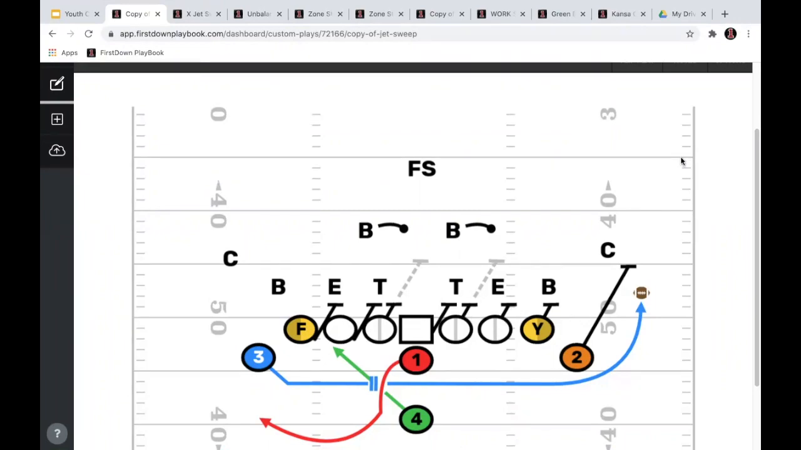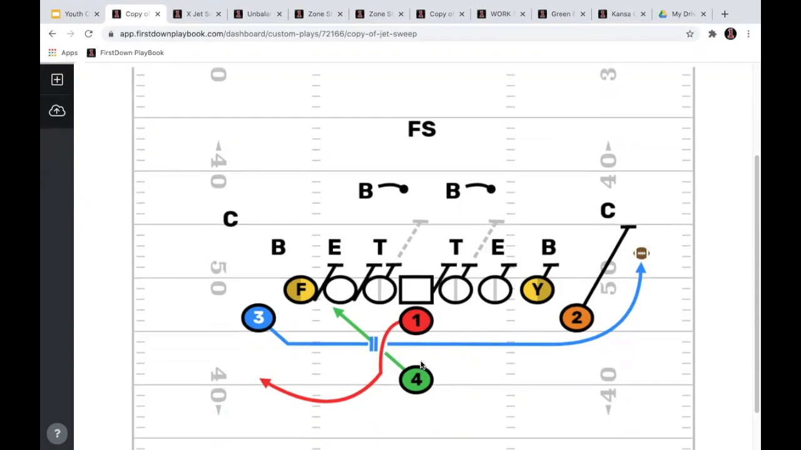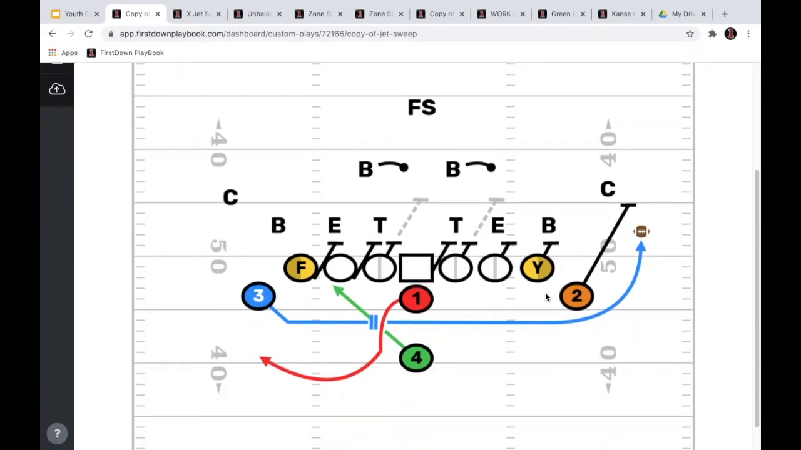Okay, the jet sweep. Now, the first thing to note is, what's the definition of a jet sweep? A jet sweep is a sweep that essentially is coming across the formation relatively close to the line of scrimmage. Don't confuse a jet sweep with an around that comes with orbit motion and you're deep back here. That's a different play. The idea of the jet sweep is that you're going to attack the defense with speed. Now, what is speed? Speed's going to be relative.